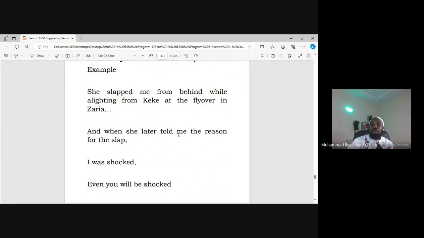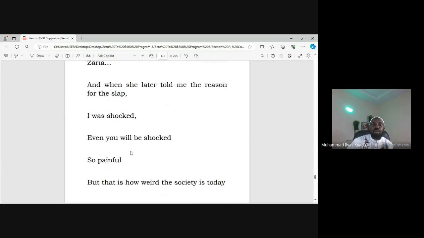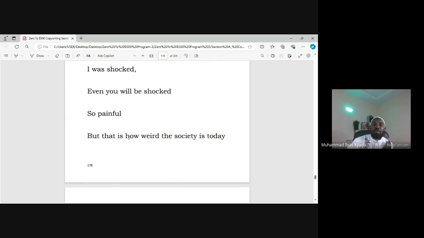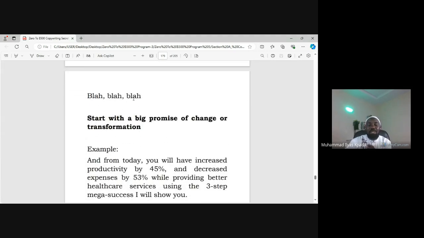And when she later told me the reason for the slap, I was shocked. Even you will be shocked. So painful, but that is where society is today. And go on. This is a story, right? You can start with a story.